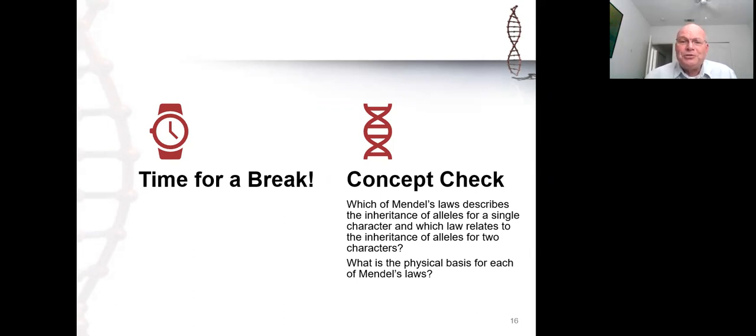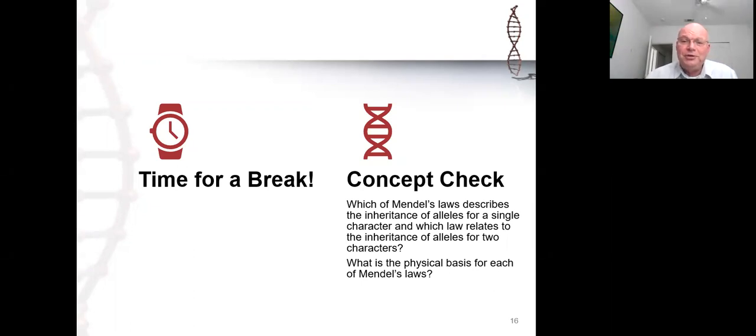Which of Mendel's laws describes the inheritance of alleles for a single character? Well, that would be the law of segregation, or law of separation, if you want to use that term, but we usually say segregation. And which law relates to the inheritance of alleles for two characters? Well, that would be the law of independent assortment.